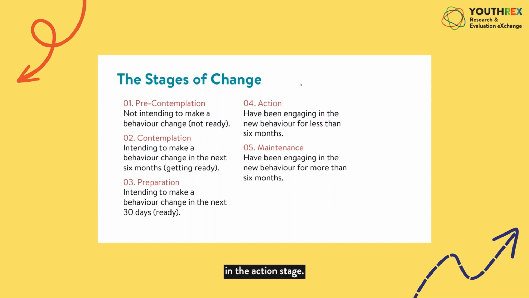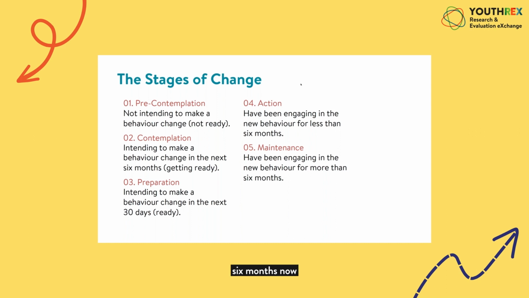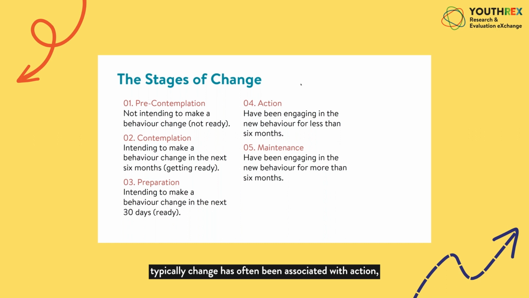In the action stage, youth are already taking those steps needed to achieve their goal, and they have been doing this within the past 6 months. So typically they've been working towards making that change, and they're somewhere between leaving the preparation stage to around 6 months. Now, what makes the TTM unique is that typically change has often been associated with action, but in the TTM, change doesn't necessarily mean action per se, but it means progress. So you're able to acknowledge the progress that the youth is making up until this point and build on those successes.